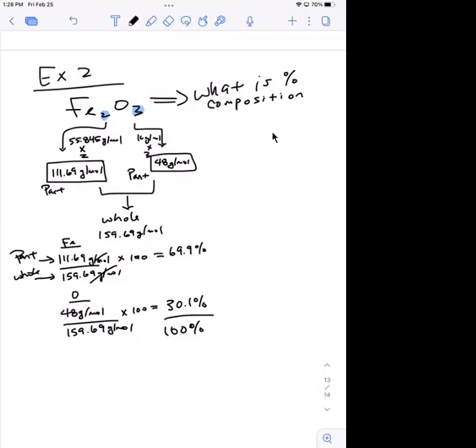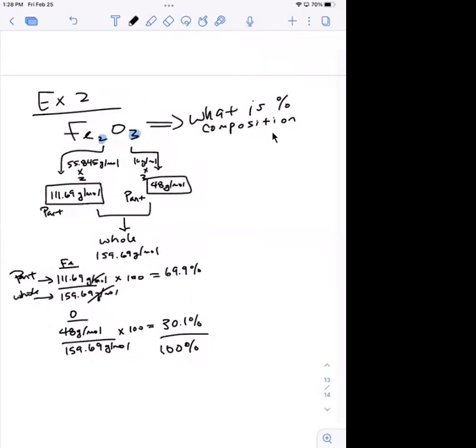Any questions about that? We can find percent composition using either masses, or we can use a molecular formula. We don't necessarily need the masses in this case. If we have the molar masses or the atomic masses of each atom, we can use that information to derive the percent composition of a given compound. All right, let's keep pushing.